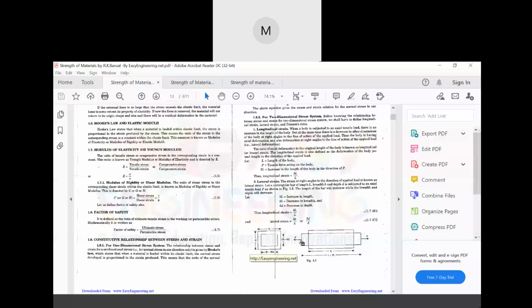Now, just remember this one. Hooke's law states that when a material is loaded within the elastic limit, the normal stress developed is proportional to the strain. This is the particular statement of Hooke's law. That means stress is directly proportional to the strain. This is the basic principle of Hooke's law.